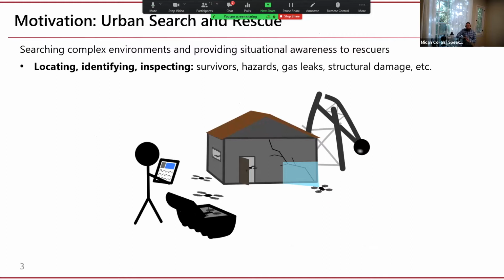So why should we care about active perception problems? One application that I will focus on in this talk is urban search and rescue. In this domain, robots can provide valuable situational awareness to first responders, just by producing maps of an environment, assessing hazards, and locating survivors. Subterranean search and rescue is also the subject of the DARPA Subterranean Challenge, which I've been involved with over the past year.